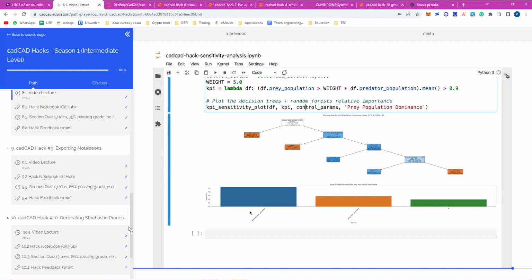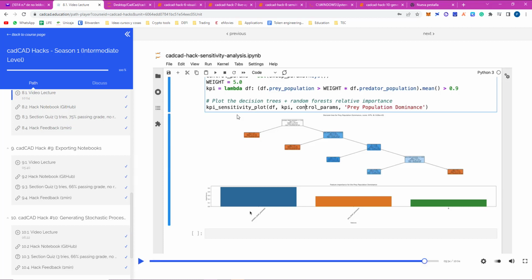This is just to check random forest and decision trees on statistics. I think that's what they do here. Yeah, exactly, plot the decision trees and random forest. Those are the two things.